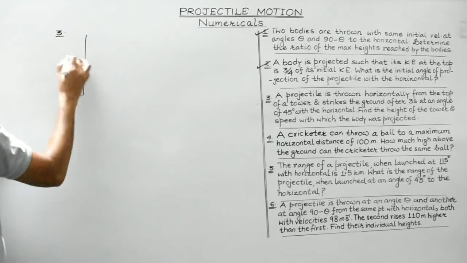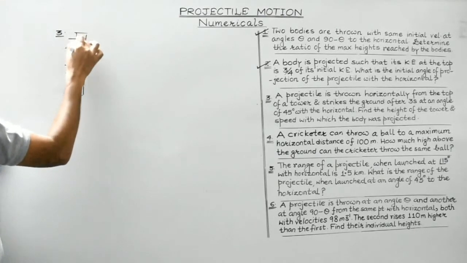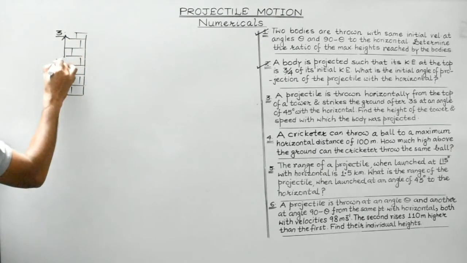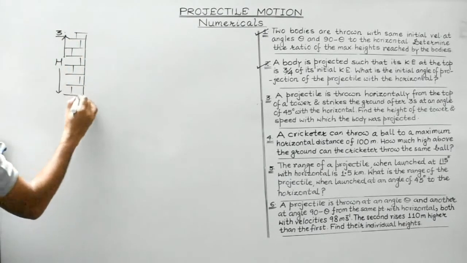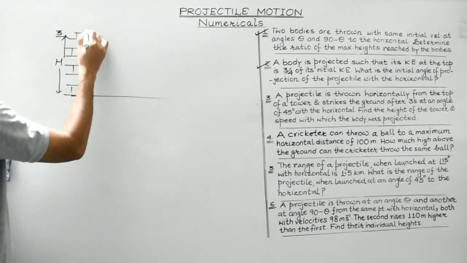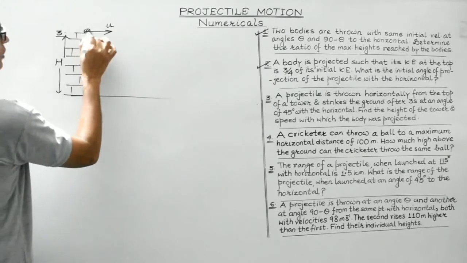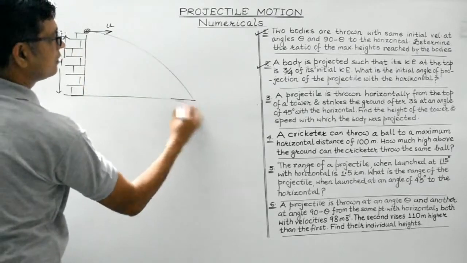This is the building. Its height is to be determined. Suppose its height is h. This is to be determined. And this is the ground. So this is the projectile and it is projected horizontally, right? Obviously it will follow a path like this.